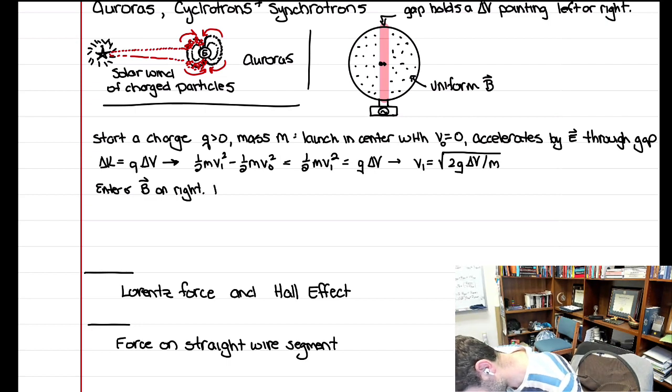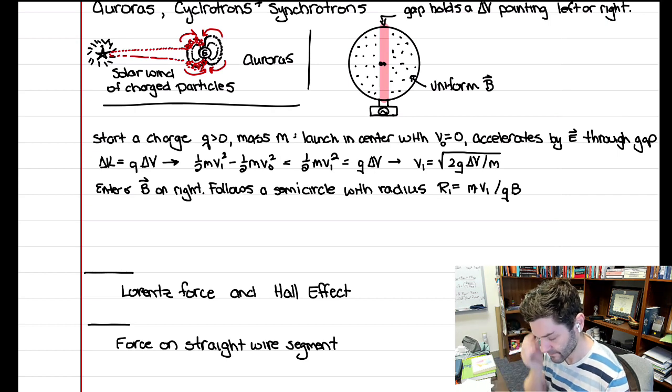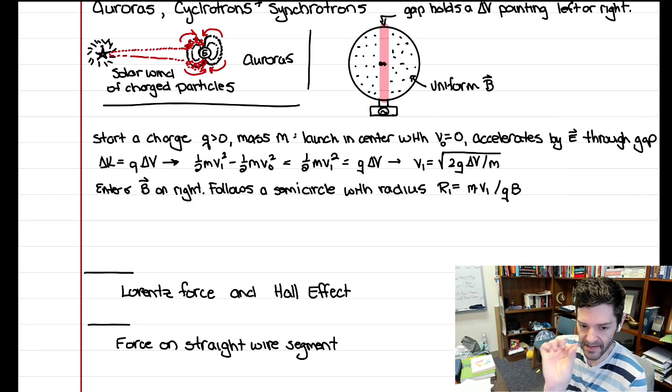Right, so it follows a semicircle with radius. In this case, the initial radius looks like it's mass times its velocity, which was v1 in this case, divided by q times the magnetic field. So since v is very small in this case, it's only gotten a little boost so far, it completes a little half circle.